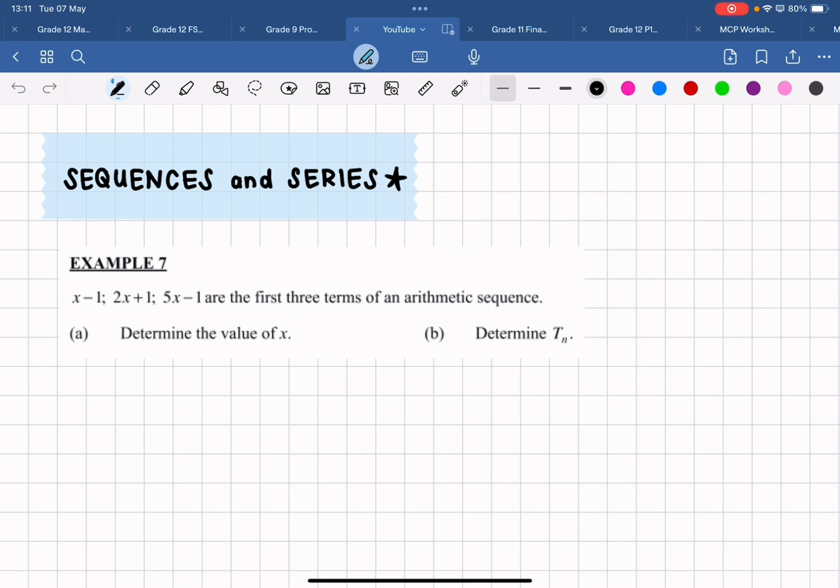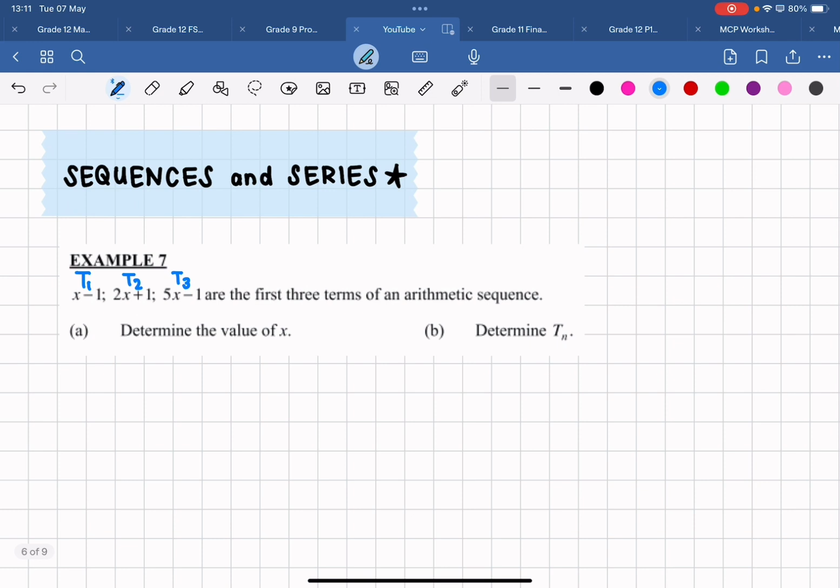Today we are looking at another arithmetic sequence question. In this example they have given us the first 3 terms of an arithmetic sequence, but all of these terms are in terms of x. So we have that term 1 is x minus 1, term 2 is 2x plus 1, and term 3 is 5x minus 1. They are asking us in question A to determine the value of x.